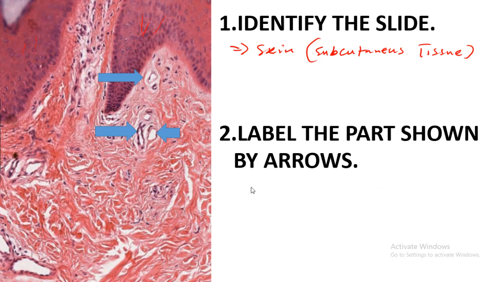Label the part shown by the arrows. So these arrows are just pointing at these parts and that part. So these are just blood vessels. Okay. So please take note of the type of connective tissue which is existing in the subcutaneous part of the skin, and you can look at this is just the dense irregular connective tissue, yeah, which is just there.